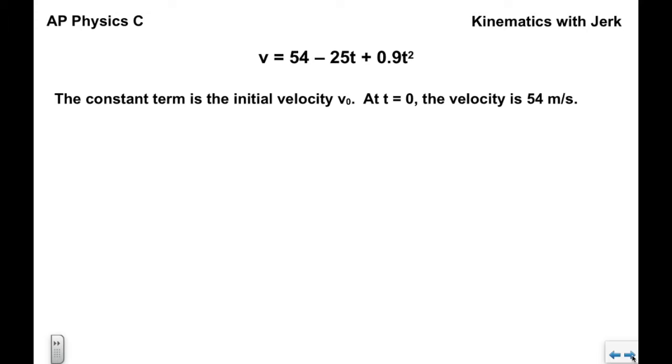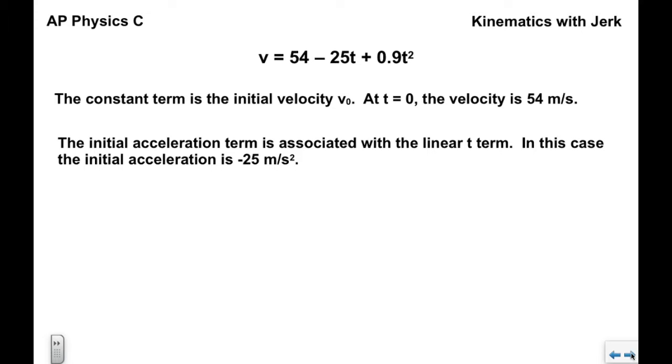So again, the constant term is the initial velocity v0. We know that at t equals 0, at the initial conditions, the velocity is 54 meters per second, assuming meters and seconds. The initial acceleration is the a0 in v0 plus a0 t, so it's associated with this t term. In this case, the initial acceleration is negative 25 meters per second squared. The negative, of course, is included.